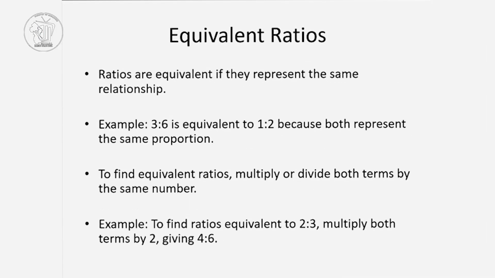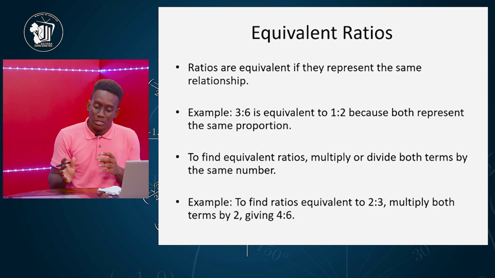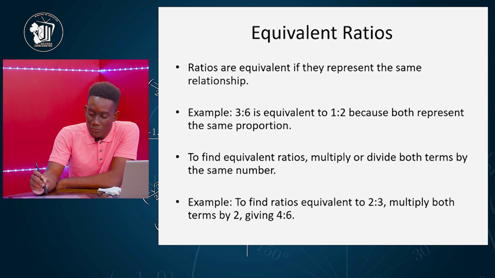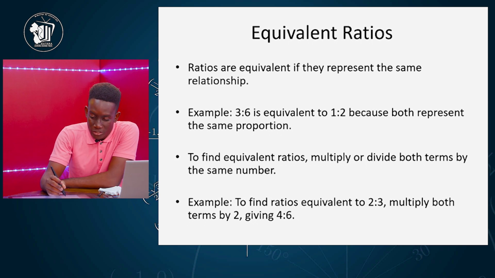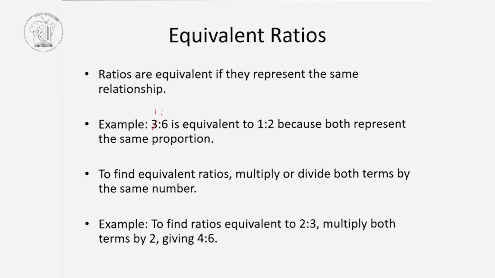Now let's look at the concept of equivalent ratios. Ratios are equivalent if they represent the same relationship. For example, in the previous example, we had 1 to 2. That is the same as 10 to 20. So those can be considered equivalent ratios because they represent the same relationship. And then in this example, we have 3 to 6 is equivalent to 1 to 2 because they both represent the same proportion. If you break down 3 to 6, that can be broken down to 1 to 2. They both represent the same relationship.